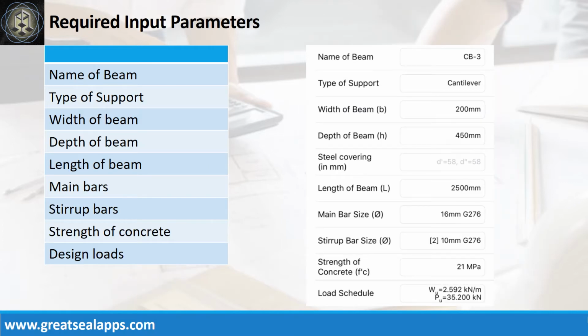Enumerate input parameters required. Name of beam CB3, type of support cantilever, width of beam 200 mm, depth of beam 450 mm, length of beam 2500 mm, main bars 16 mm bar at grade 276, stirrup bars 10 mm bar at grade 276, strength of concrete 21 MPa, factored uniform load 2.592 kN per meter, and factored concentrated load 35.2 kN.